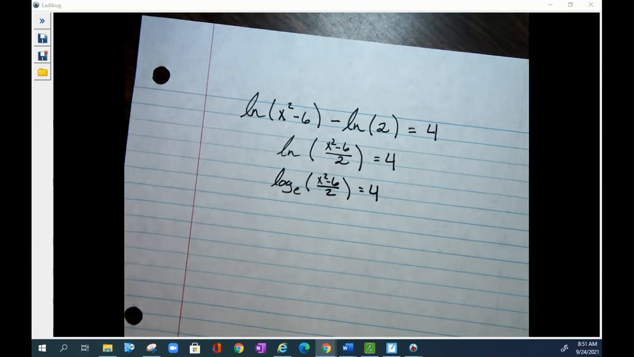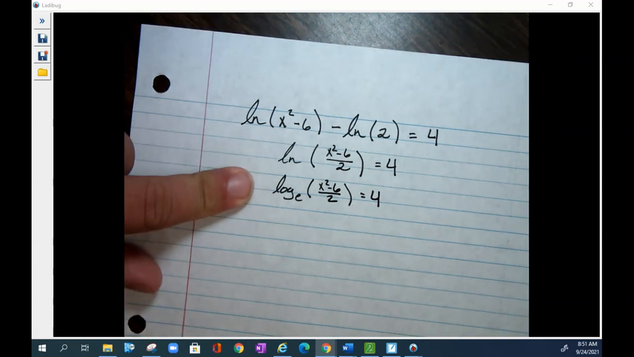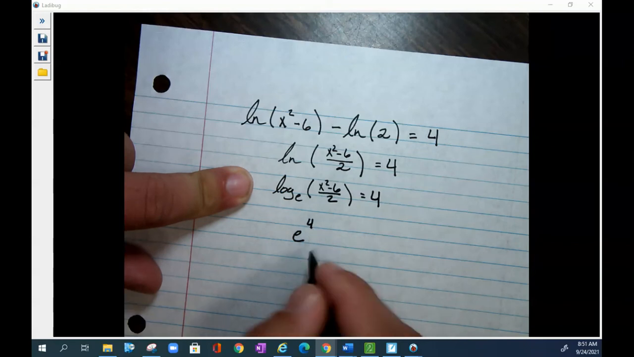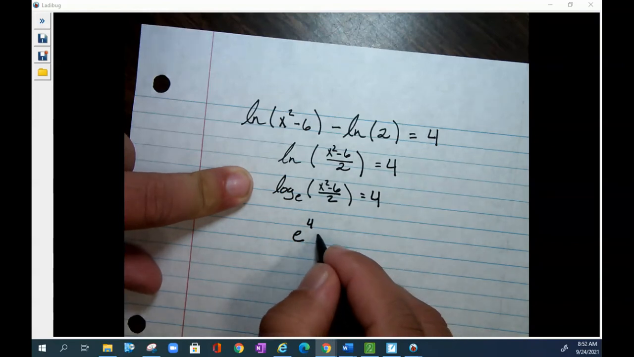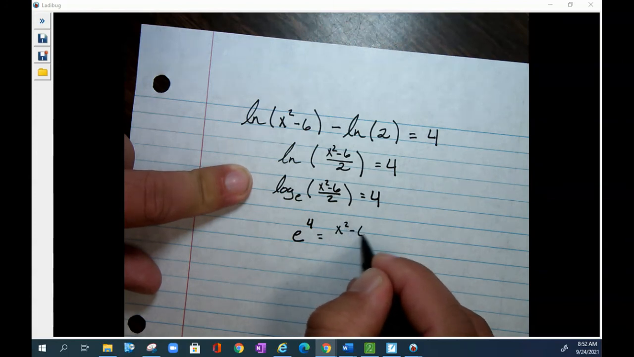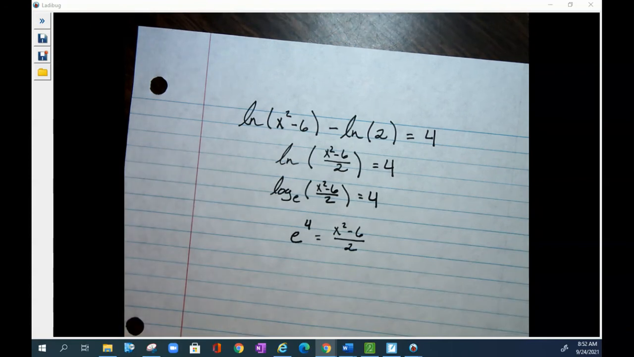So when I rewrite this thing, here's the way I'm going to rewrite it. I'm going to rewrite this as e. So you should write this part, though. e to the 4th equals (x squared minus 6) divided by 2. Okay.